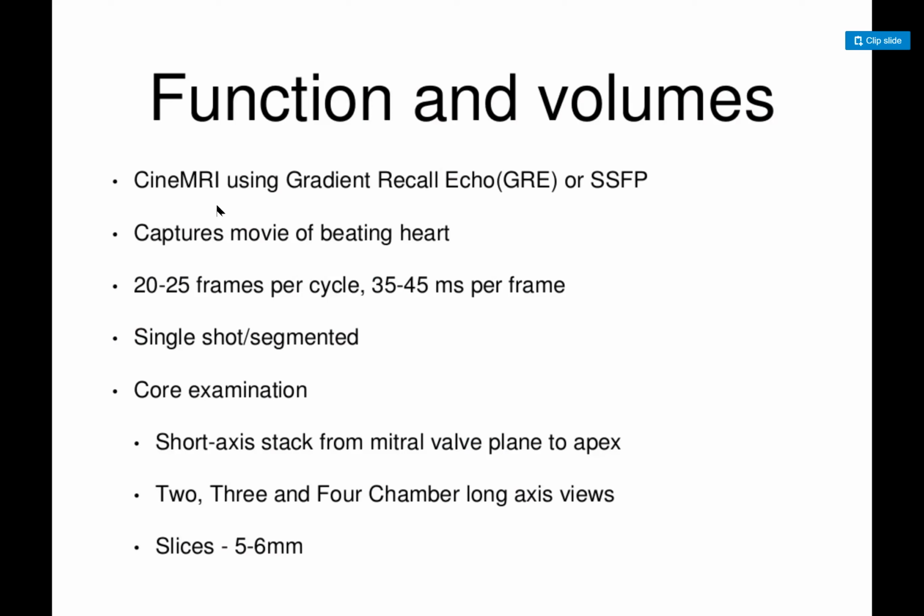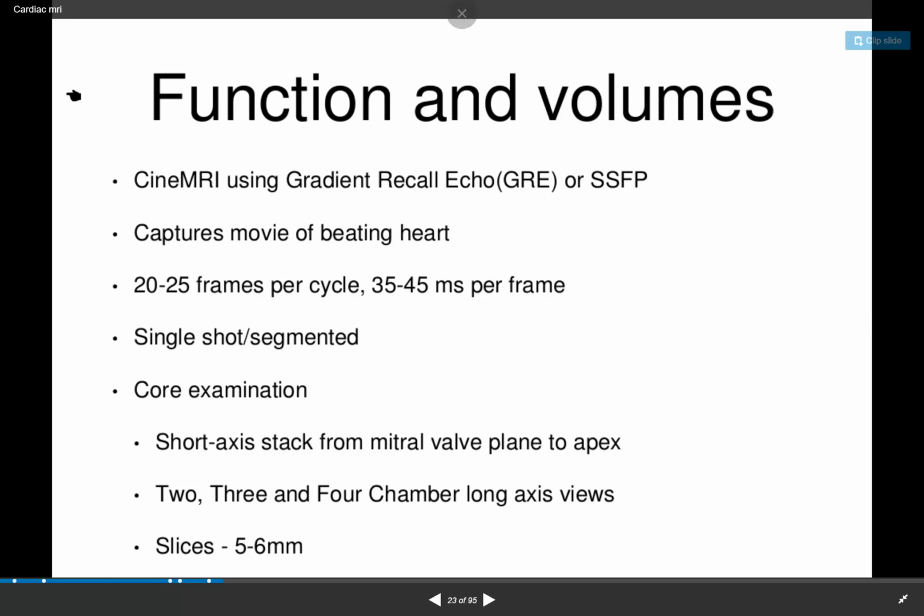But every cycle, we can get about these images. So pretty good information. We get usually 30 frames per every beat. So you can see the end diastole and end systole on those. These again can be, the mode can be single shot or segmented depending on the heart rhythm. And we get 2, 3, and 4-chamber axes on this.